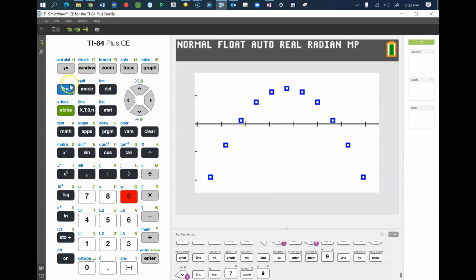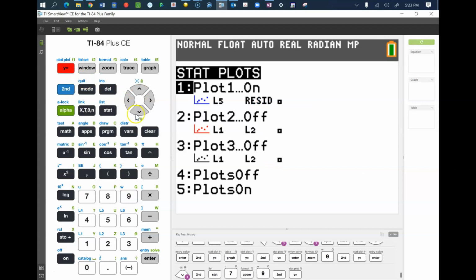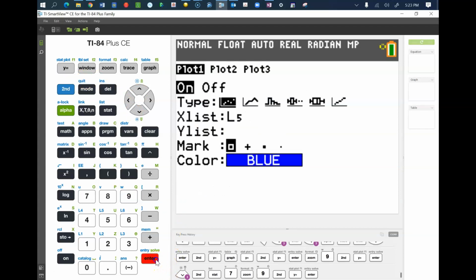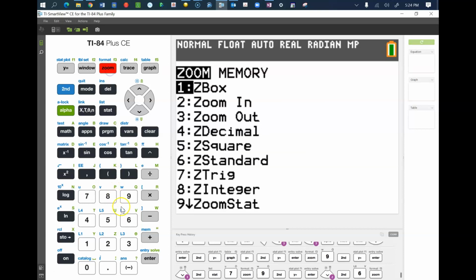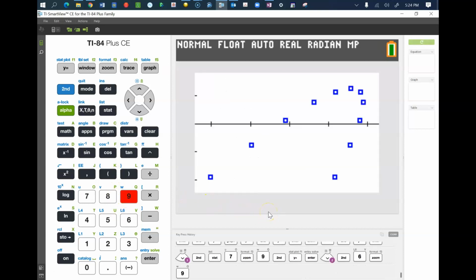I would like to show you also that you will see a pattern if instead of using the explanatory variable, you use the response variable, which I happen to have in list 6. So we're going to do the same thing. Response variable on the horizontal axis, residuals on the vertical axis, zoom 9, and you see a different pattern here, but you still see a pattern. And any pattern in a residual plot indicates that it's not appropriate to fit a line to the data.